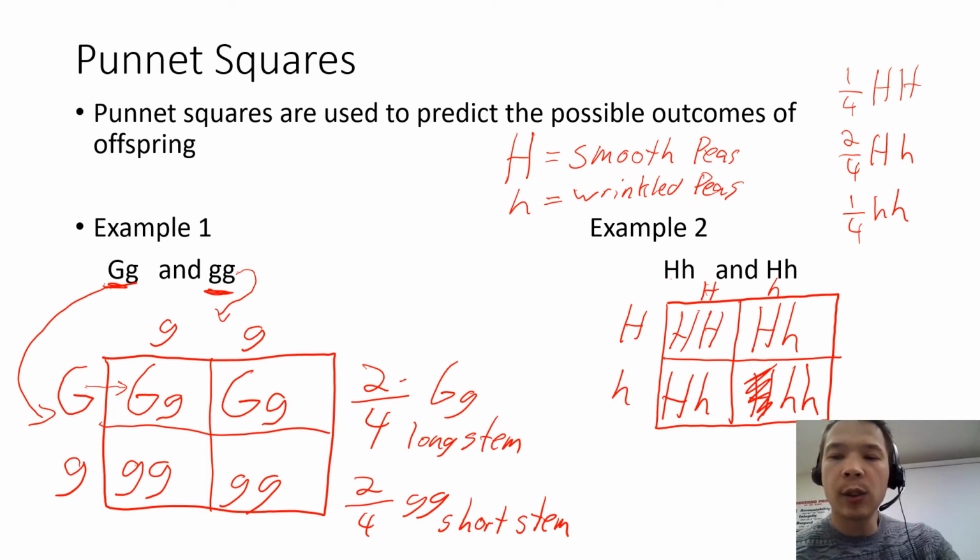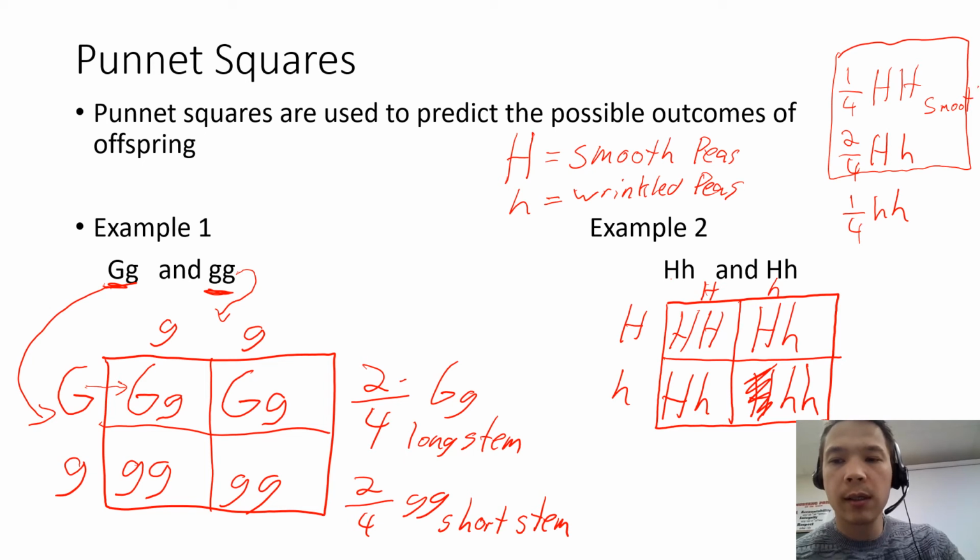Okay, and so these would be the possible outcomes for genotypes. But the possible outcomes for phenotypes, since these ones are exactly the same because they both have a dominant allele in there, all of these ones right here will be smooth peas. And then 25% or 1 out of 4 would be wrinkled. So possible outcomes would be 75% smooth, 25% wrinkled.